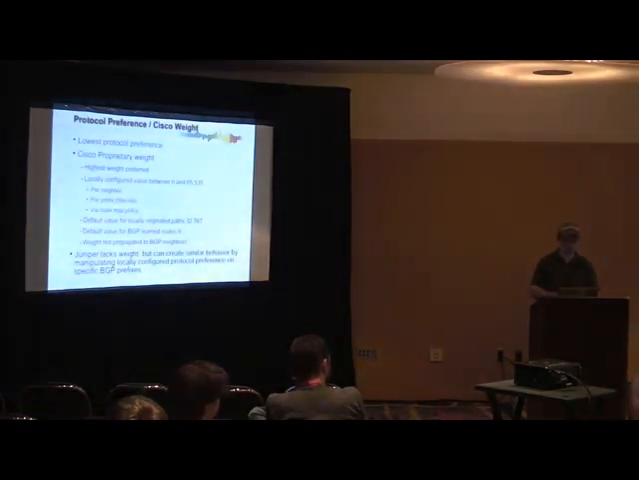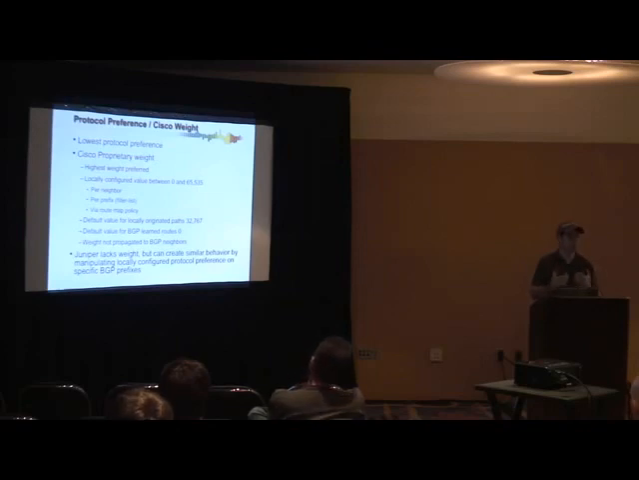So, protocol preference and Cisco proprietary weight. The lowest protocol preference wins, and the highest Cisco proprietary weight wins. Cisco proprietary weight is a value that you can configure locally on the router. It's not part of BGP. It's not advertised to anyone else.